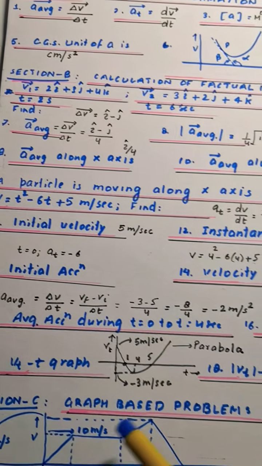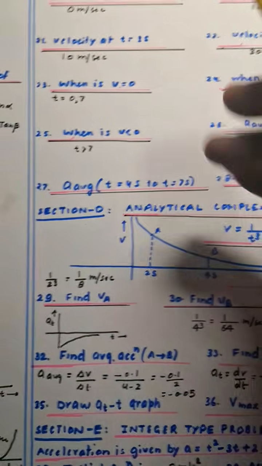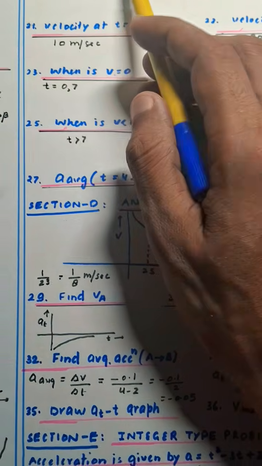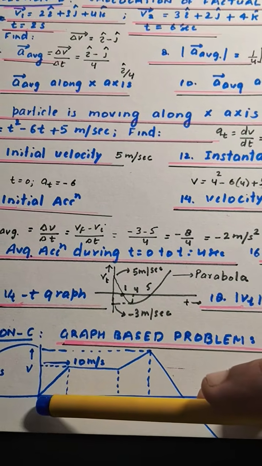Next we have section C, which is a graph based problem as shown over here. The first question here is find initial velocity. As you can see from here, the graph starts from the origin. So at t is equal to 0, v is equal to 0.